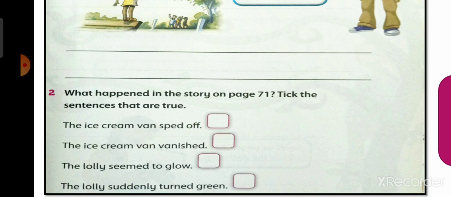Now, read sentence number 3 with me. The lolly seemed to glow. The last sentence is, the lolly suddenly turned green. What do you think? Which one is the true statement? You are right. Third one is the true statement. The lolly seemed to glow. Yes, it seemed to glow from inside. Now, you will put your tick in front of the third statement in this box. Have you done? Very nice.